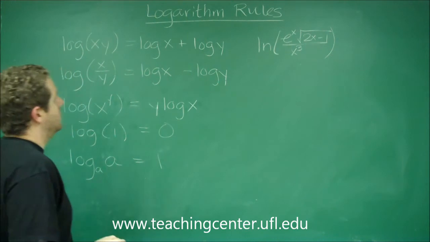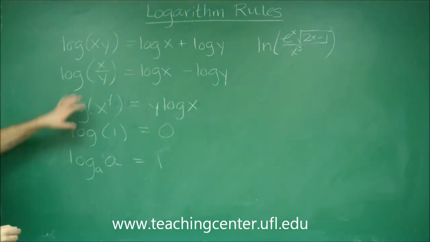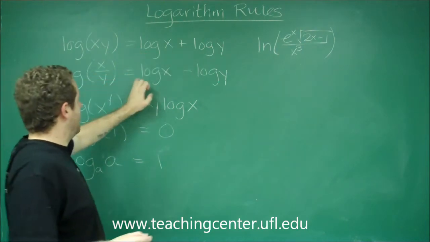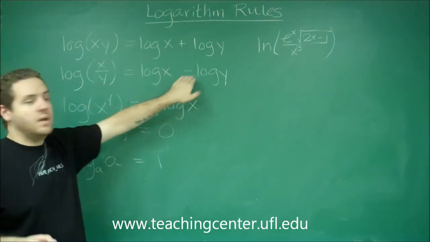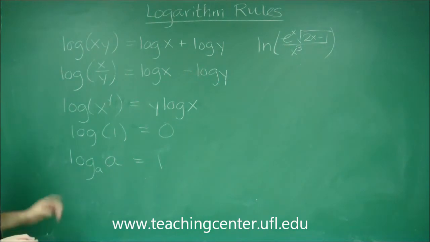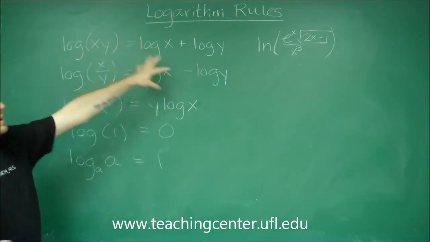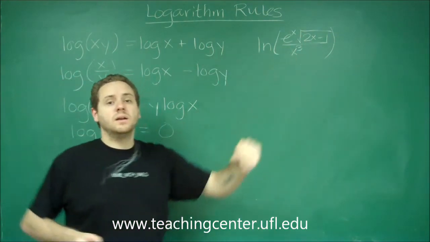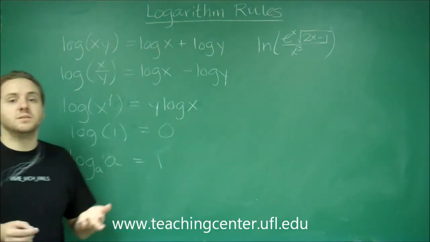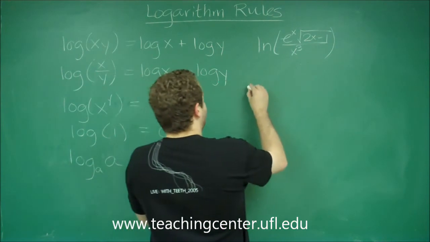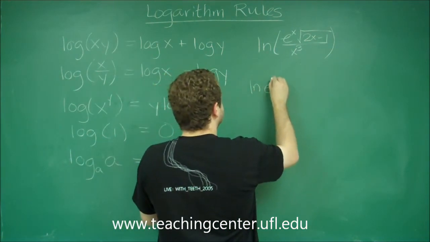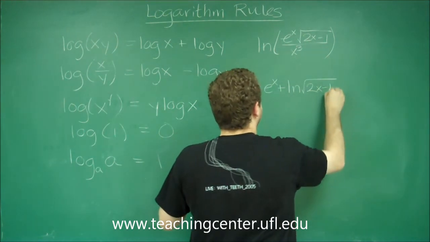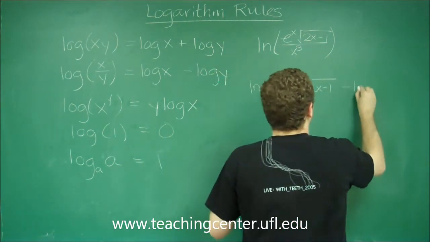Well, first we have a fraction in which the top part is going to be positive and we're going to make the denominator part a negative. But that top part can then be broken into multiples. So an easy way to think of this is anything that's on the numerator is going to be positive and anything that's on the denominator is going to be negative. So we would have ln of e to the x plus ln of root 2x minus 1 minus ln of x cubed.